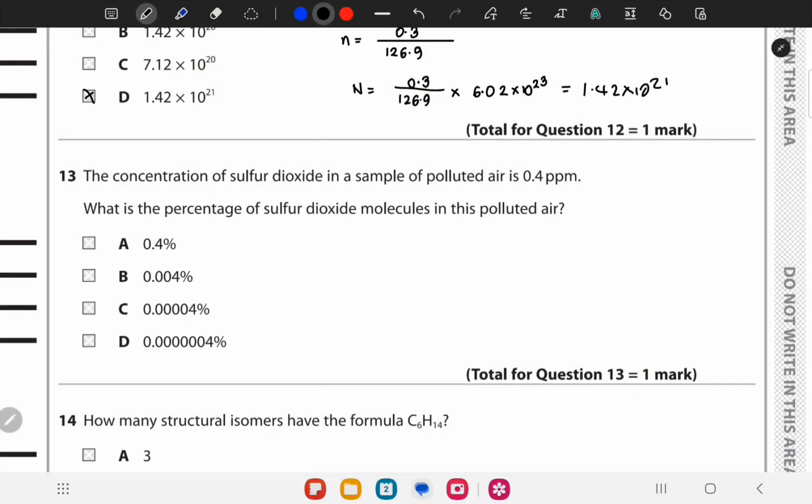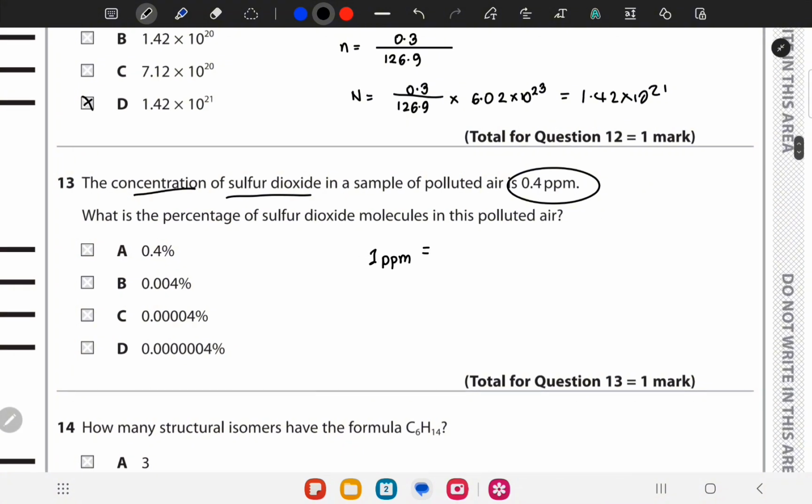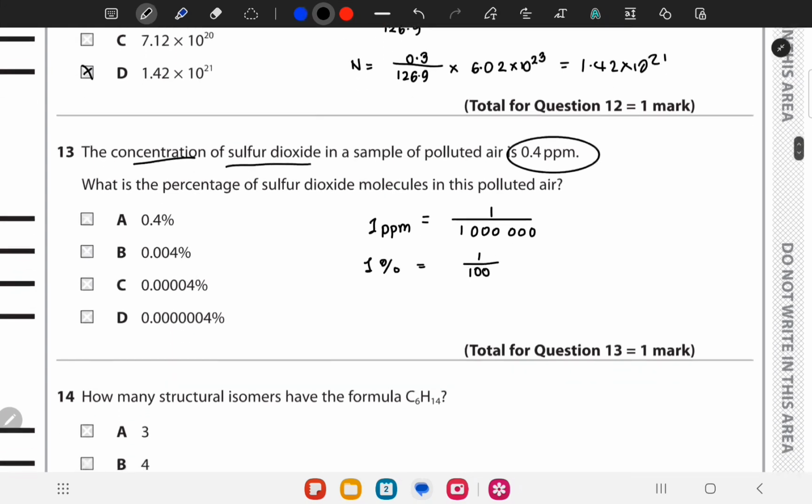Now we are given that concentration of sulfur dioxide in a sample of polluted air is 0.4 parts per million. We have to convert the parts per million into percentage. Now 1 part per million means 1 in 1 million. 1% means 1 in 100. So 1 ppm is 10 to the power minus 6. 1% is 10 to the power minus 2.